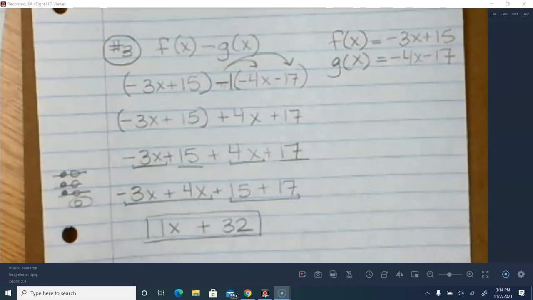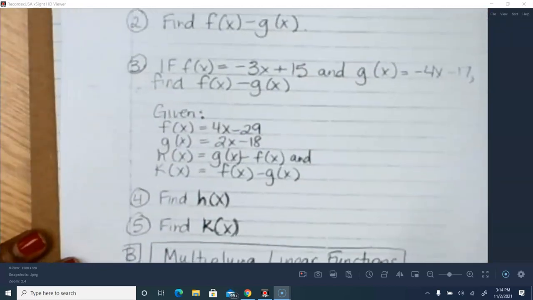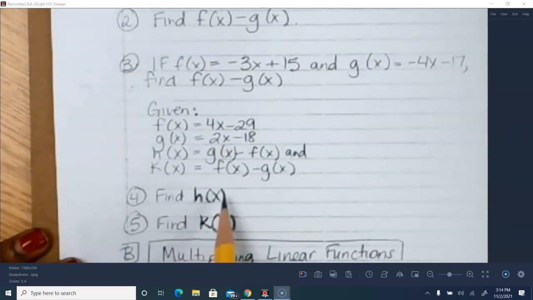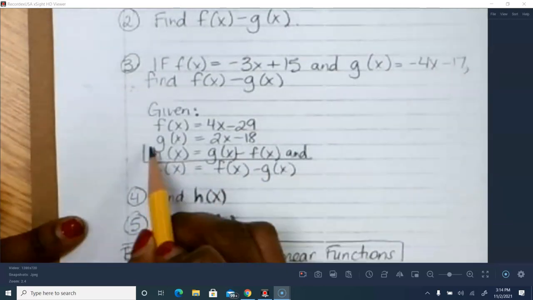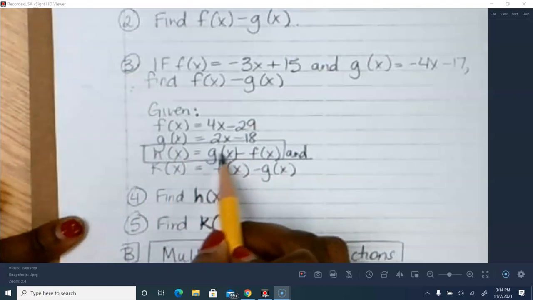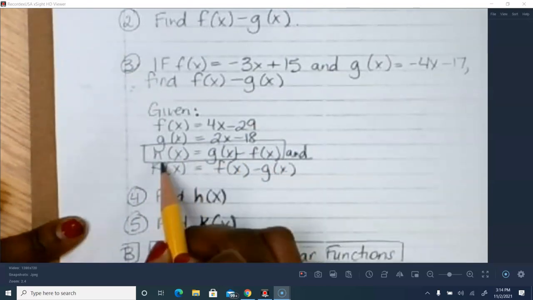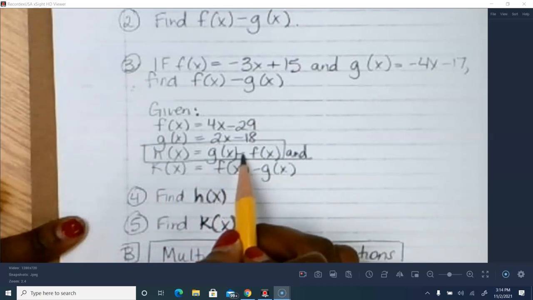All right, so I'm going to move on now, and I'm going to do the next number, which is number 4. For number 4, they are asking us to find h of x. So I want to look at what I've been given. If I look at this sheet, I'm asked to find h of x, and h of x is equal to g of x minus f of x.